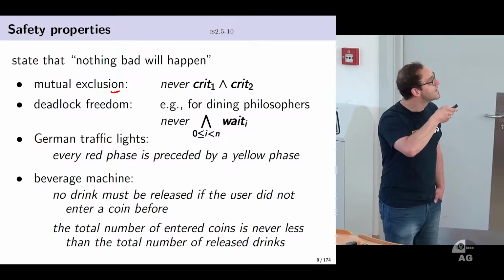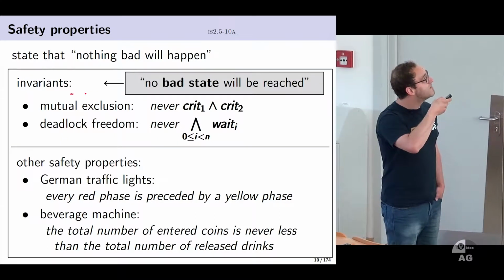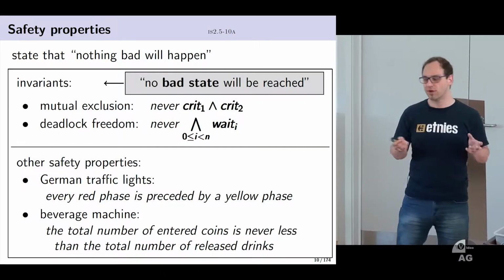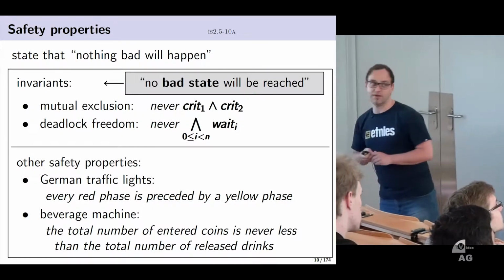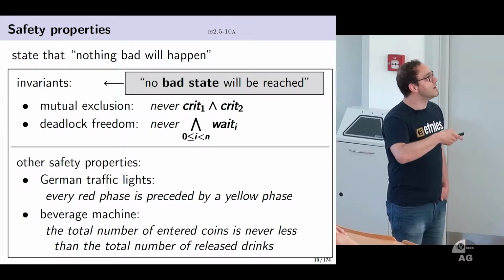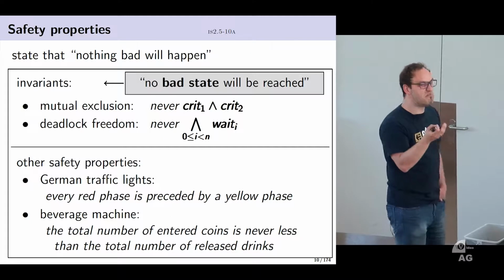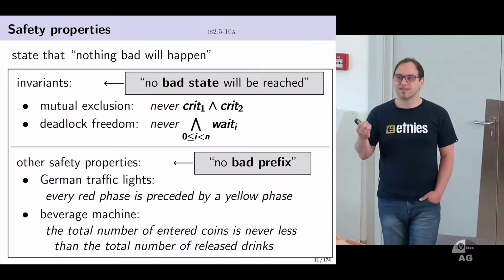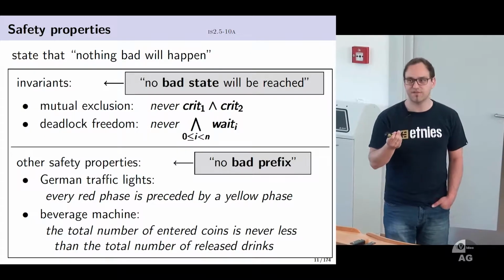but somehow they have to have something in common with the above ones. And what is that? I mean, if we talk about invariants, they are characterized by saying that no bad state will be reached. We showed that an invariant is satisfied if and only if all reachable states satisfy the invariant condition. And these properties, as I said, it's not so easy there. It's not that there is a particularly bad state, but there needs to be some kind of bad behavior as a combination. But all of them have in common that if you violate the property, then you can already tell after a finite prefix, right?